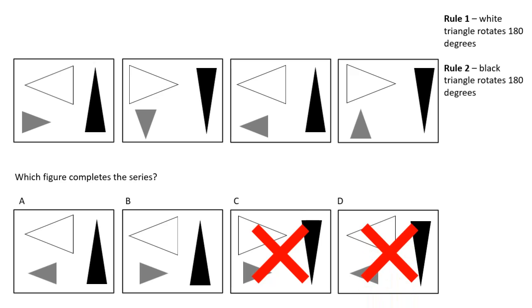And the final rule is that the grey triangle rotates 90 degrees in a clockwise direction. So we can work out that in the next figure, the grey triangle should be pointing towards the right, meaning that B is the correct answer.